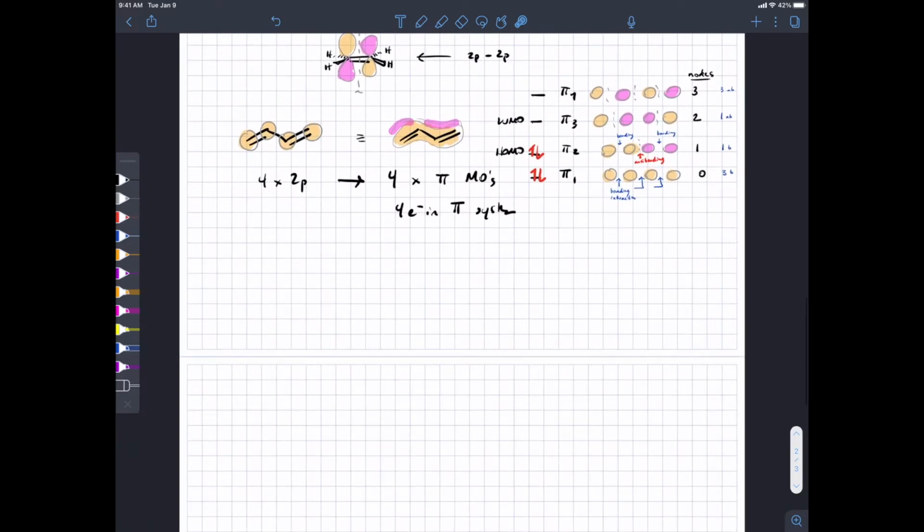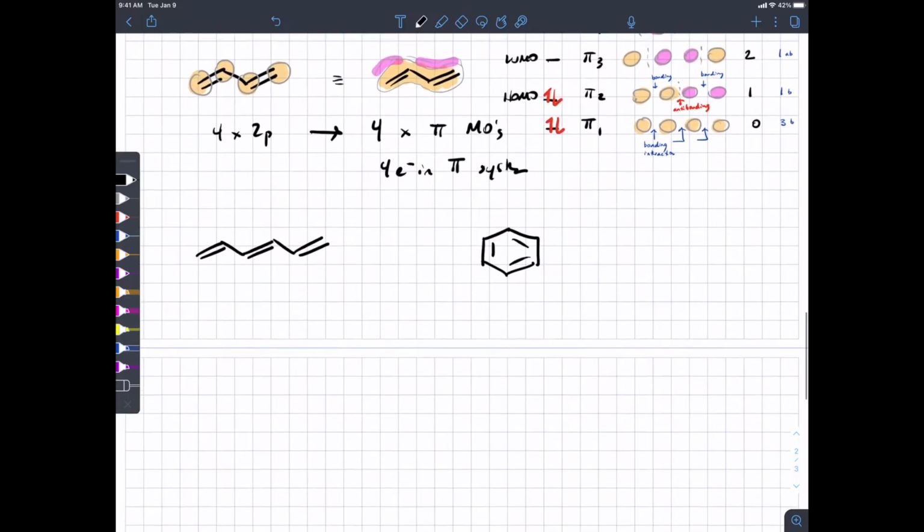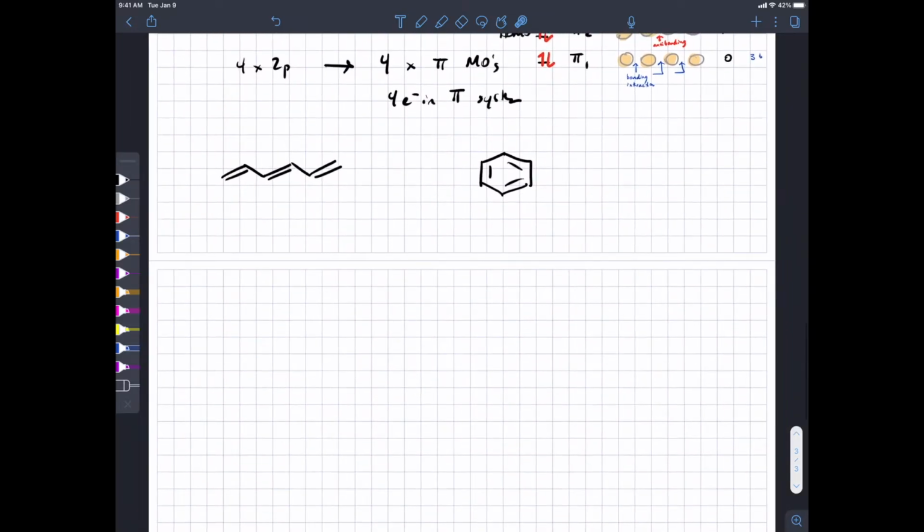All right, so let's now compare a conjugated triene with benzene. Because the situation here is that we have 3 pi bonds in conjugation in both cases, but one is aromatic and the other isn't. One experiences extra stability, the other doesn't, and the question is why.